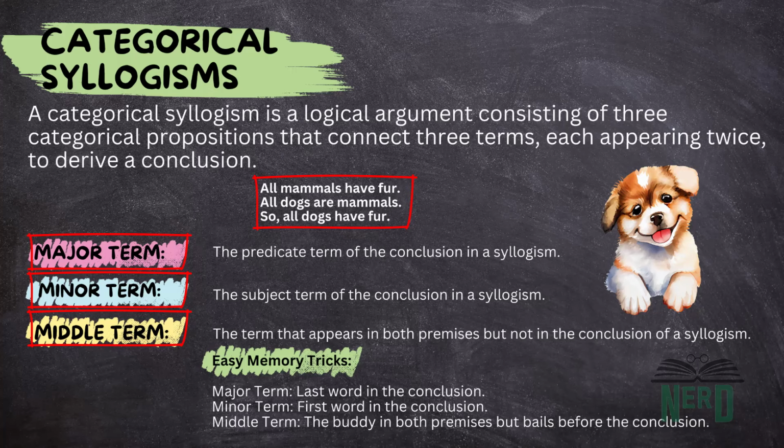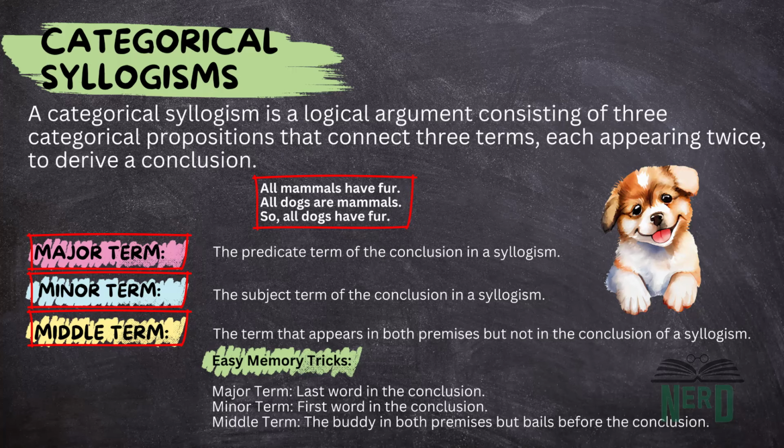Now, these terms have homes. The major term sits in the conclusion and the first statement, called the major premise. The minor term pops up in the conclusion and the second statement, yep, that's the minor premise. The rule is, always state the major premise first. Think of it like setting up a domino effect with your facts to knock down the conclusion.